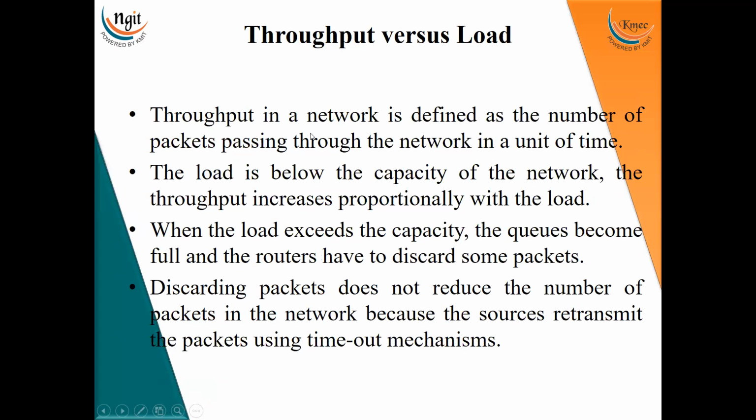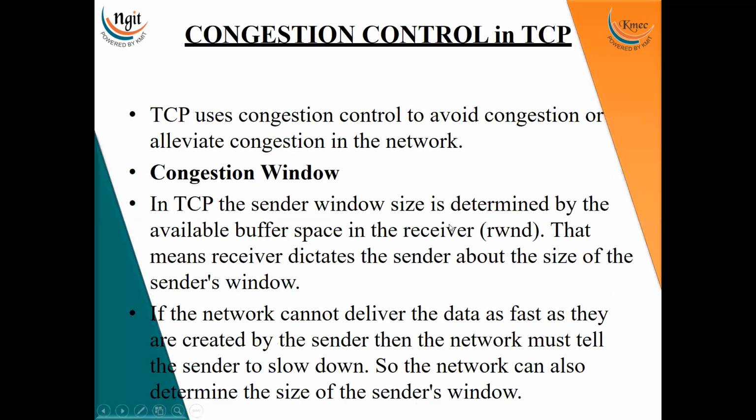Now, what is throughput versus load? Throughput in a network is defined as the number of packets passing through the network in a unit of time. When the load is below the capacity of the network, the throughput increases proportionally to the load. When the load exceeds the capacity, the queues become full and the routers have to discard some packets. Discarding packets does not reduce the number of packets in the network, because the source retransmits the packets using the timeout mechanism.